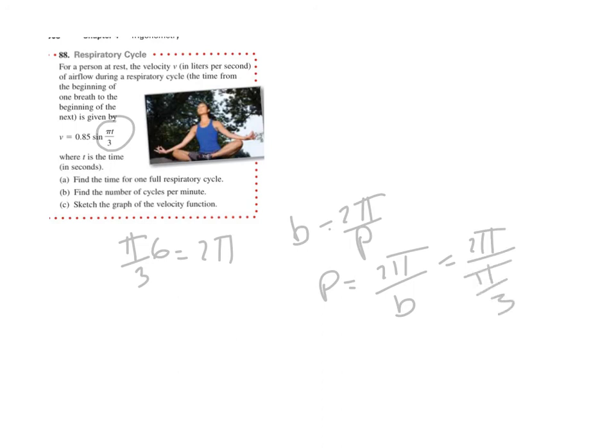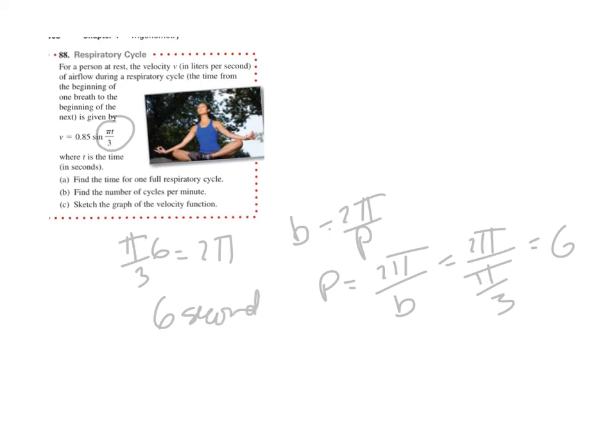Now, that's how I like to look at it: just see what it needs to be and do it. But if you want to use the book's formula, b is equal to 2 pi over the period. So the period is equal to 2 pi over b, which would equal 2 pi over pi over 3, which would be 6. So the answer is 6 seconds.